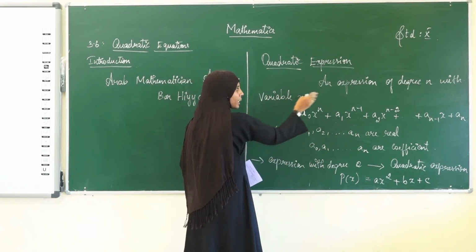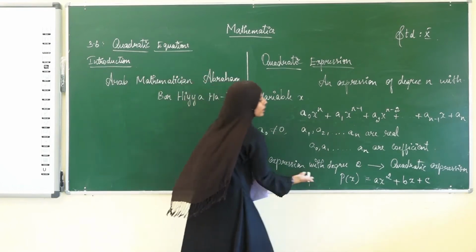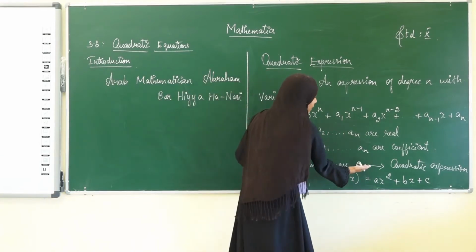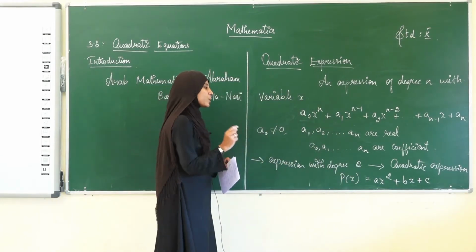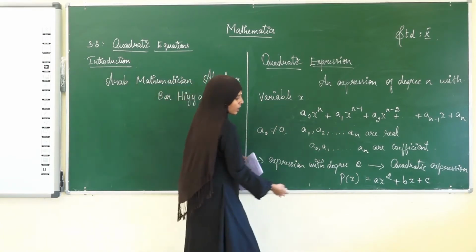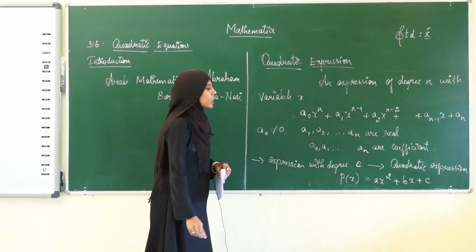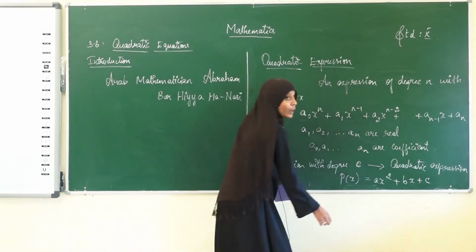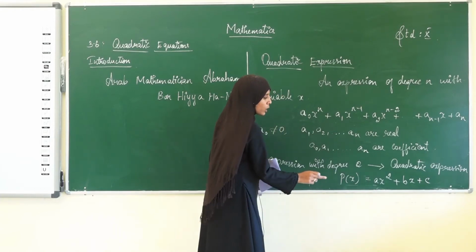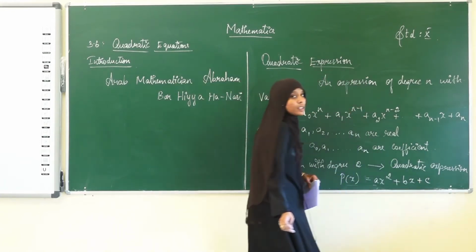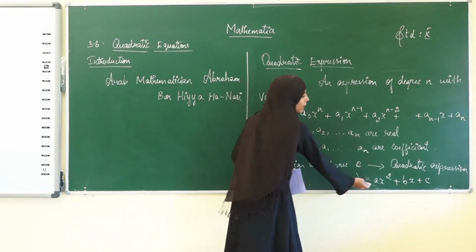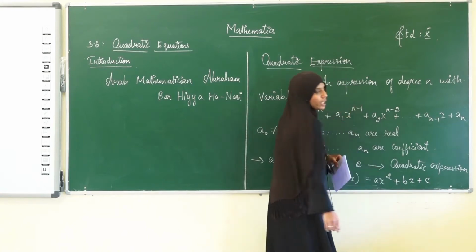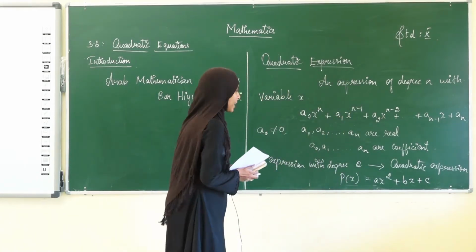Then the expression with degree 2. We said an expression with degree n, right? An expression with degree 2 specifically is called a quadratic expression. Quadratic means 2. They have given the expression p of x is equal to a x square plus bx plus c. Here a should not be equal to 0. These a, b, c are called the coefficients, and here the variable is x. Since this is an expression of degree 2, we say it is a quadratic expression.